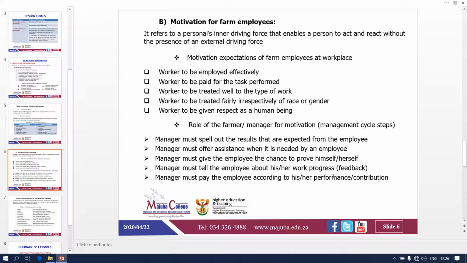Remember, the manager must also pay the employee, right? That's what motivates the employee. But now you need to spell out what is required. You must get assistance. You must be given a chance to prove yourself. You must also be given feedback, and you must also be paid according to the performance.